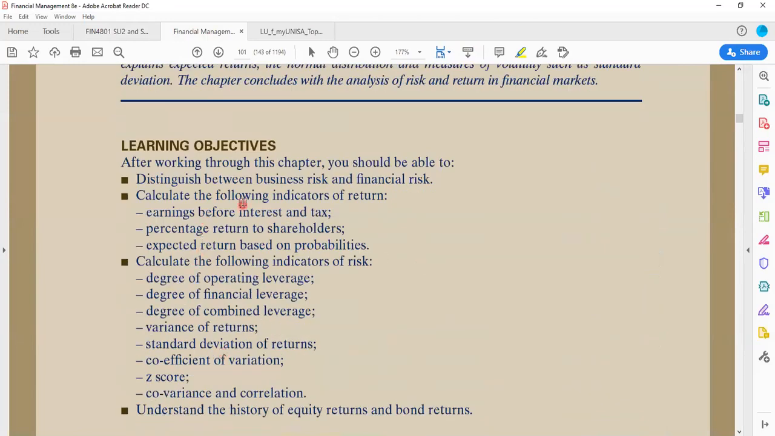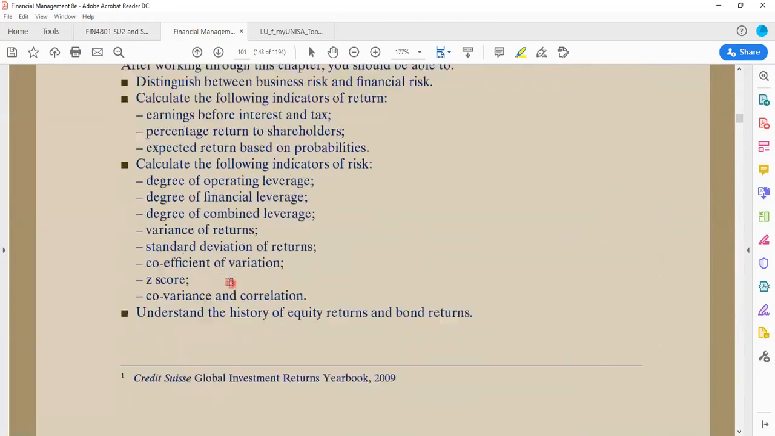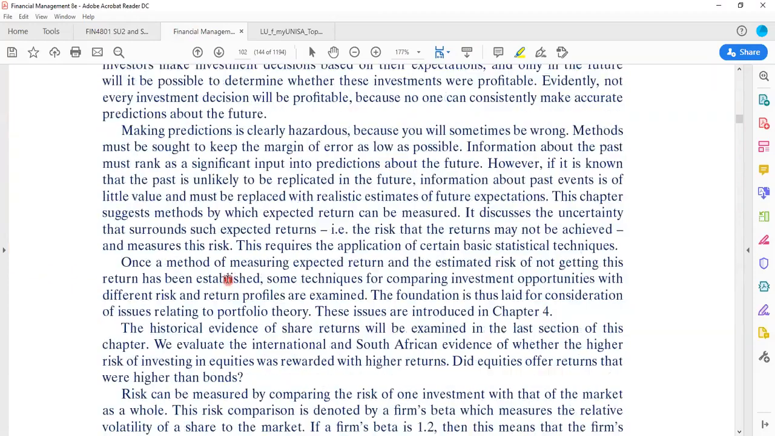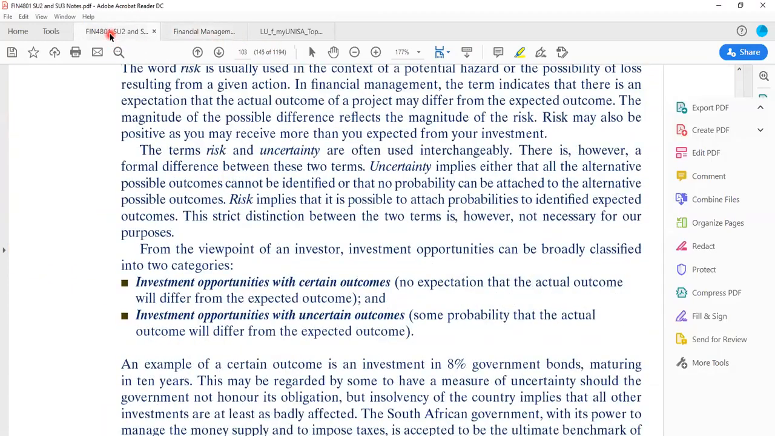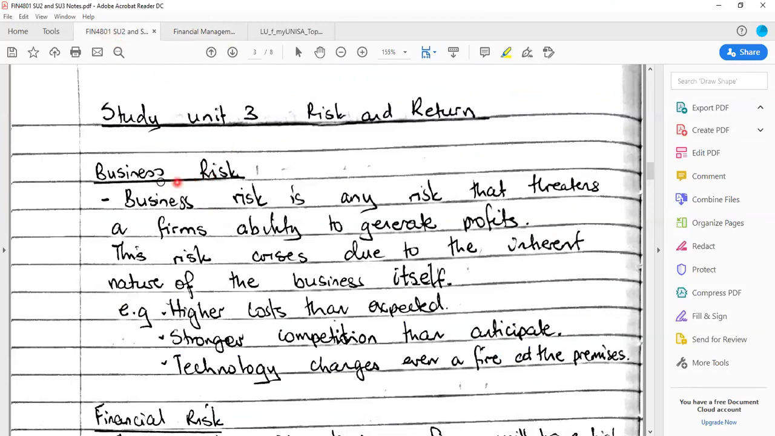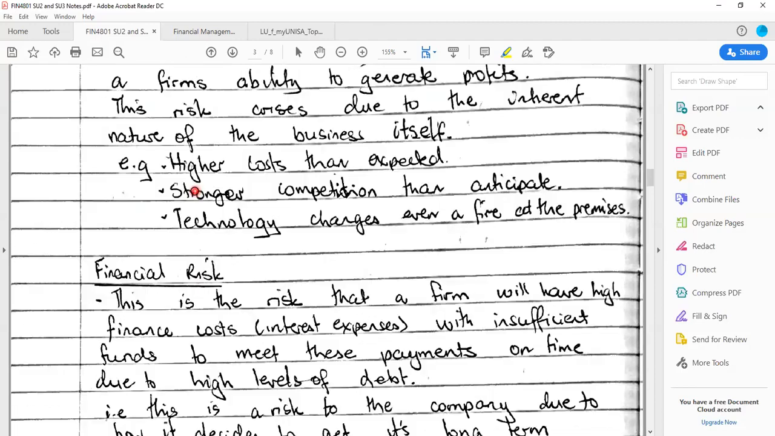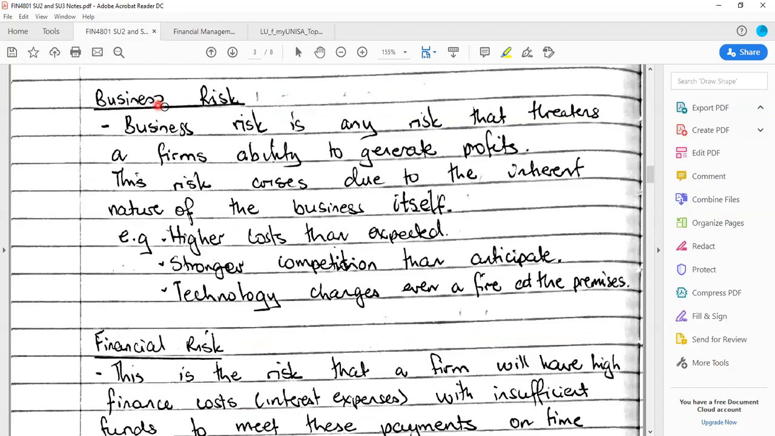And there are a number of learning objectives. So I'm going to take you through the important concepts with regards to the learning objectives you're supposed to know. So firstly, you're supposed to be able to distinguish between business risk and financial risk. You're supposed to be able to distinguish between what we call business risk and what we call financial risk. Okay. So we define business risk as follows. Business risk is any risk that threatens a firm's ability to generate profits. And this risk arises due to the inherent nature of the business itself.